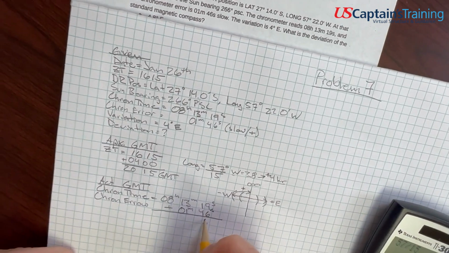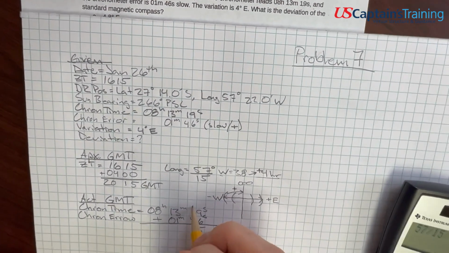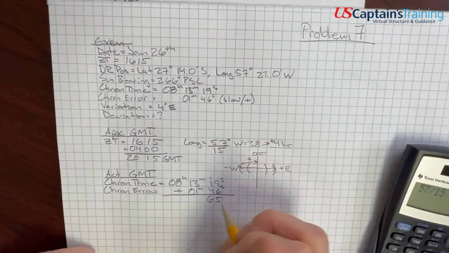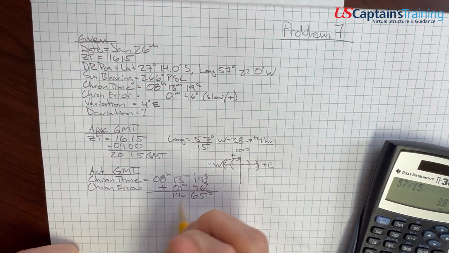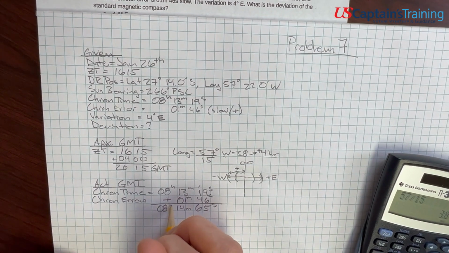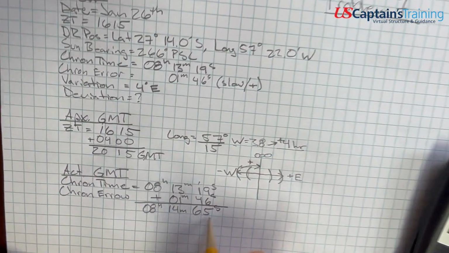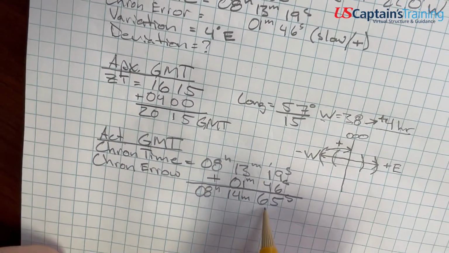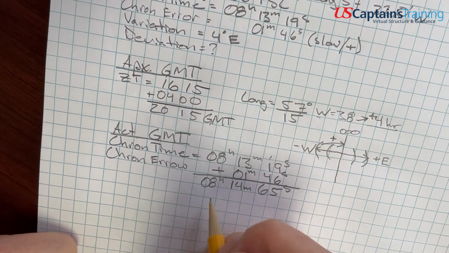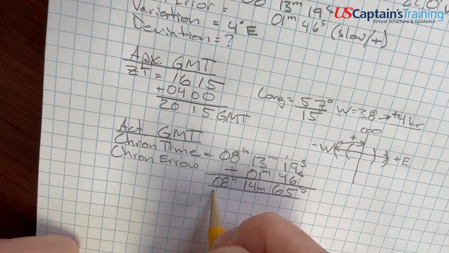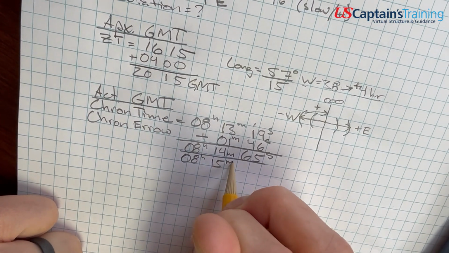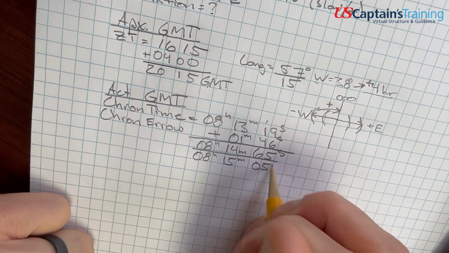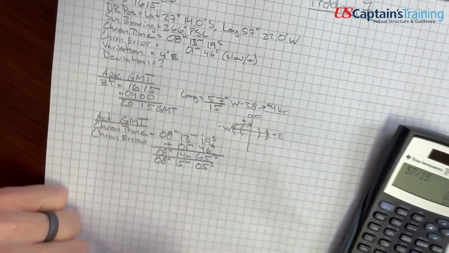9 and 6 is 15. 1, that's 1, 2, and 4, that's 65 seconds. There's only 60 seconds in a minute, so we can take 60 from here and add it to the minutes. So now we're at 8 hours, 15 minutes, and 5 seconds.